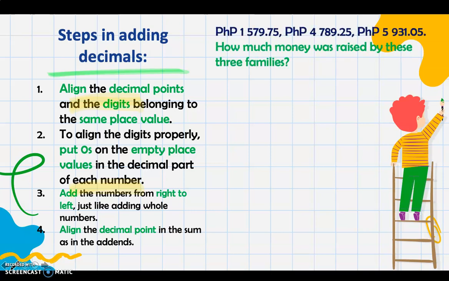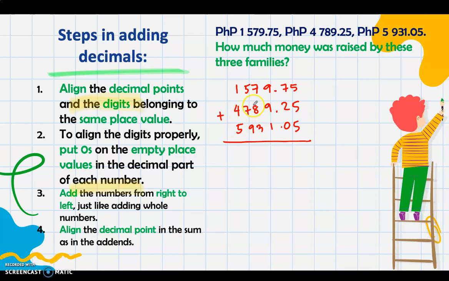So let's answer the story problem. These are the three amounts collected by these three families. According to the step, you have to align the decimal point. So align it: 1,579.75, then 4,789.25, 5,931.05. Okay, let's add these three numbers.